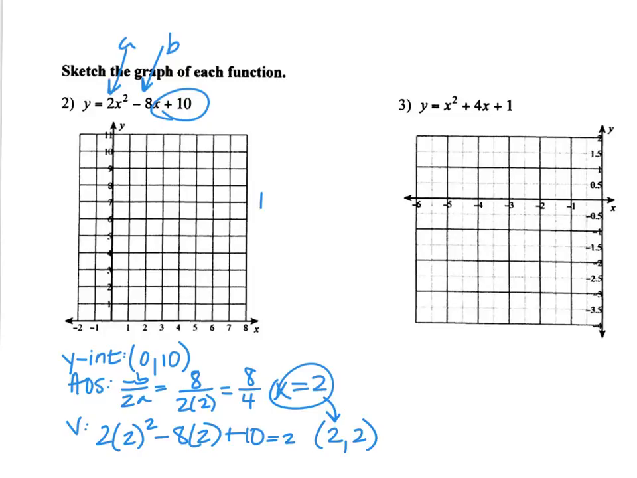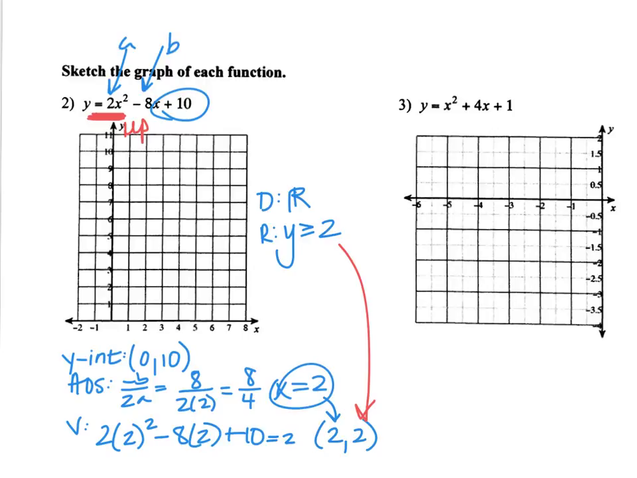And then domain and range. Domain is always all real numbers. Range, it looks like this is opening up, so that's going to be y is greater than or equal to. I know it's up because if you look at this very front number here, it's positive, so that's up. Y is greater than or equal to 2, because that's the y value from my vertex. That's coming from this y value right here.